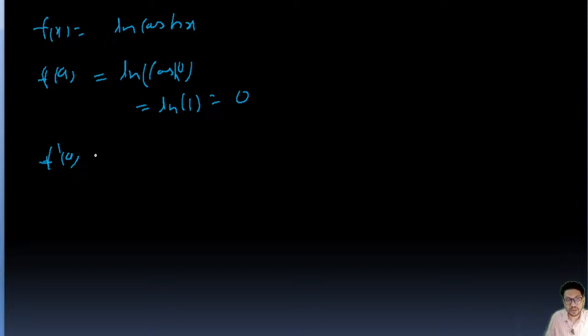f dash a means we will differentiate this one. So 1 upon cosh x, and the differentiation of cosh x is sinh x, right? Because we'll consider cosh x equal to t, so 1 upon t, then differentiation of t. So this is tanh x, and this value, with x equal to 0, tanh 0 is 0. This value is 0.